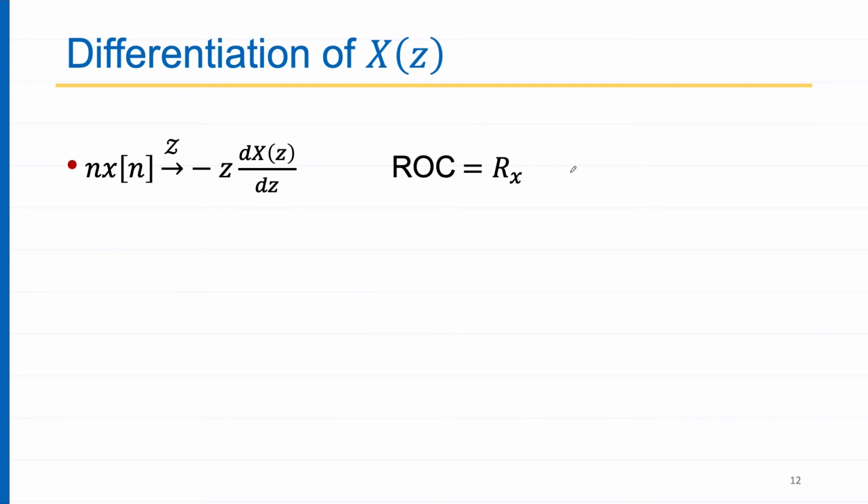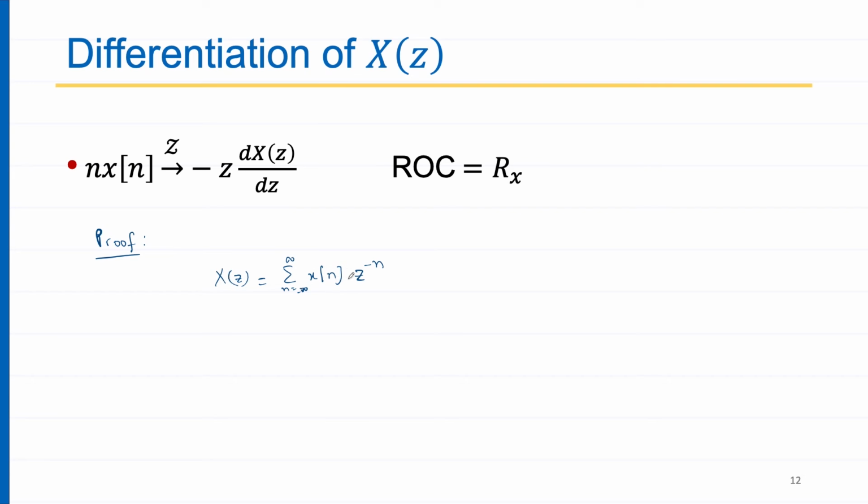Next is differentiation of X(z). If I differentiate my X(z), then how will the inverse Z-transform look? The result is that n x[n] will correspond to minus z dX(z)/dz, and the ROC will remain the same. Let us prove this now. The proof is given here. You start with the basic definition of X(z).